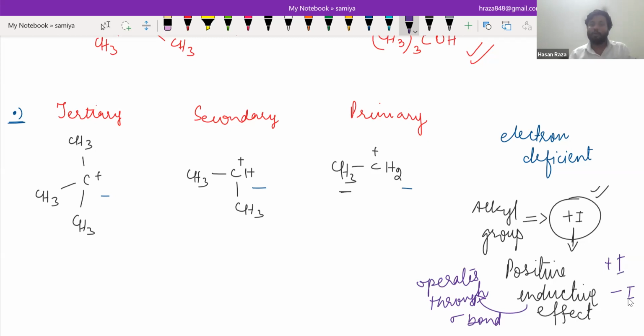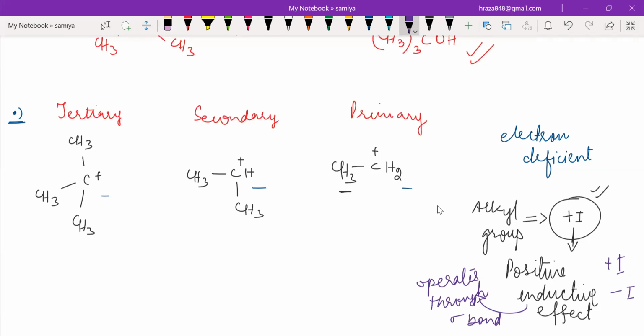Plus I donates electron. The compound which has the property of plus I donates electron, and if the compound has minus I property, that means it will withdraw electron. Are you getting my point, Aman?